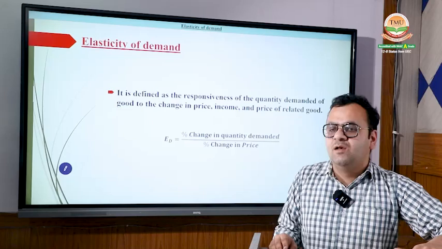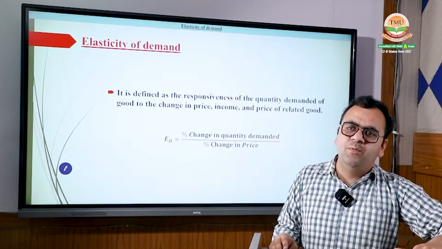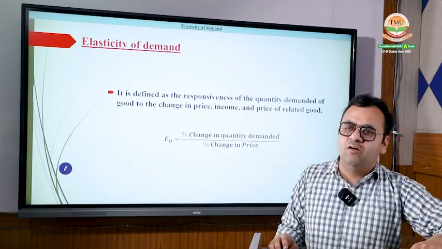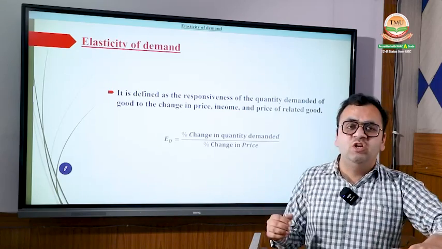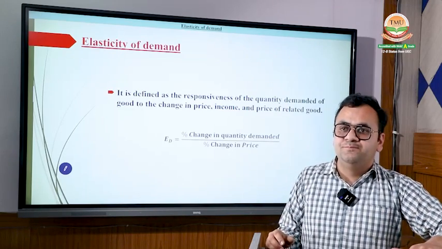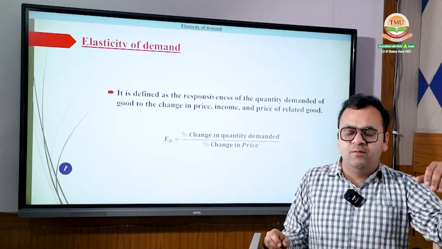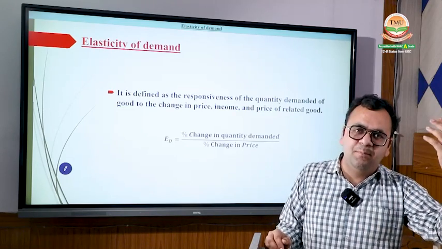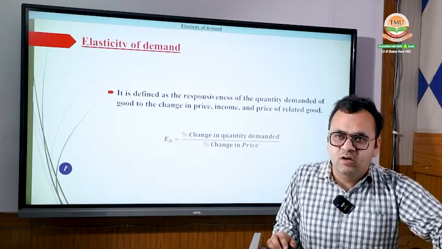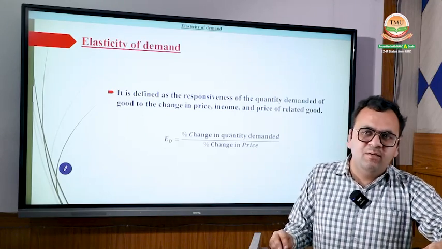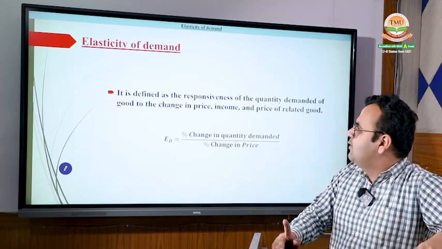The next method is the proportionate method, delta Q upon delta P into P upon Q. Through this, we can also find out the elasticity of demand. How will we find out delta P? Delta P means change in price. Delta Q means change in quantity. Q1 minus Q is the formula of delta Q. P1 minus P is the formula of delta P.